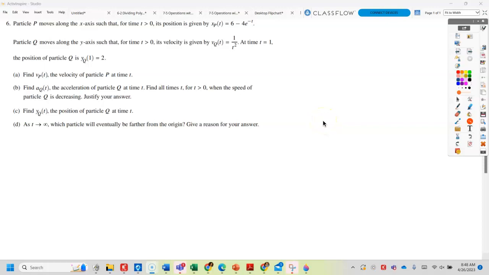So particle P is moving along the x-axis. It's moving such that its position is given by x. Particle Q is moving along the y-axis such that its velocity is given by v. So we're given the position of P and the velocity of Q.